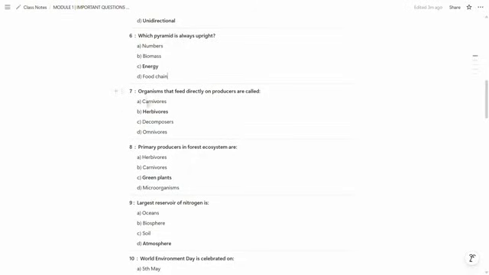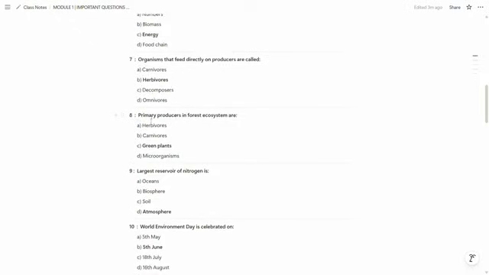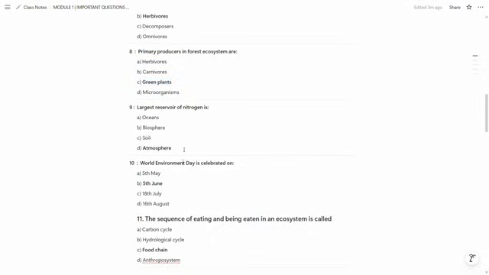Now the seventh question is, organisms that feed directly on producers are called herbivorous. Now, eighth question is, primary producers in forest ecosystem are green plants is the correct answer. Now, the ninth question is, largest reservoir of nitrogen is atmosphere.